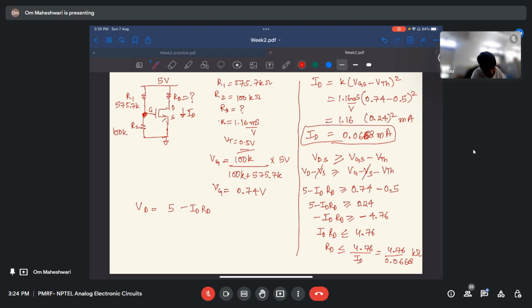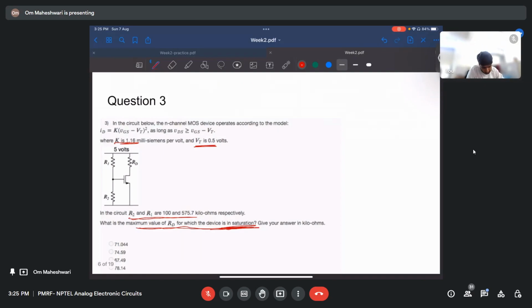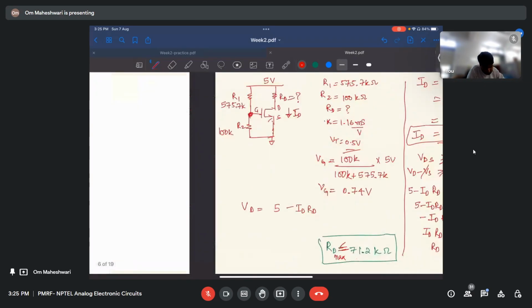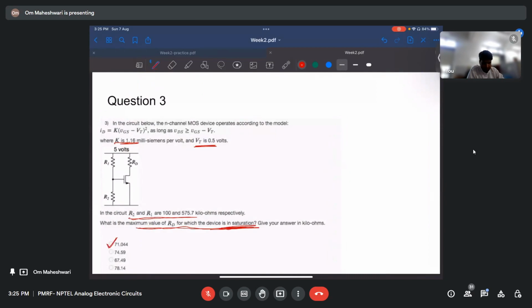So I write here RD will come out to be, if I solve this, 71.2 kilo ohms. This is the maximum value. Since RD should be less than this value, I should write it like this, less than or equal to. So 71.2. This is the closest we'll put this.